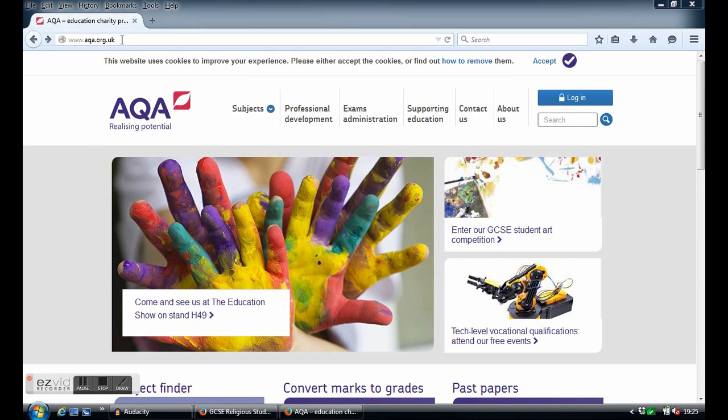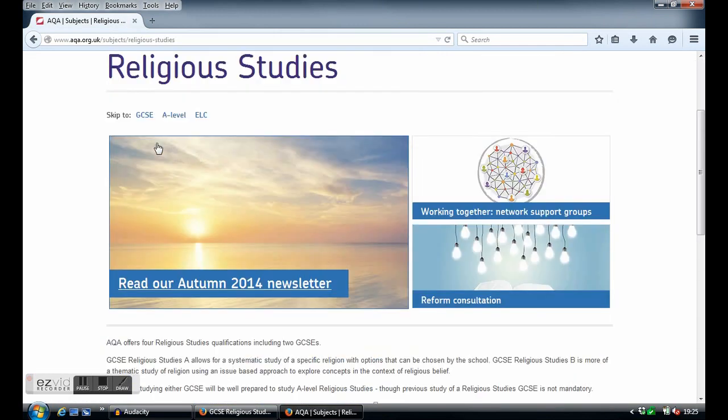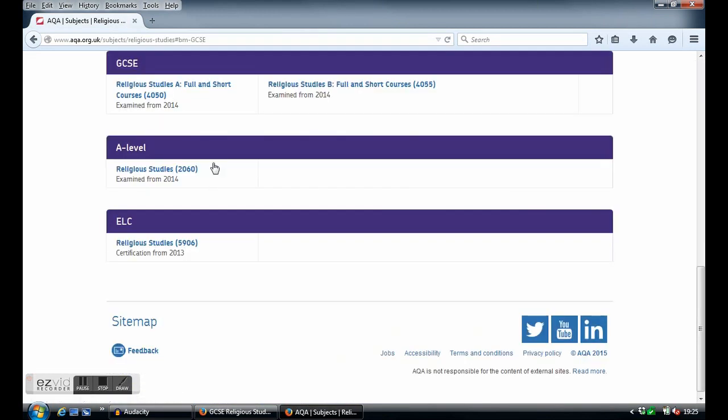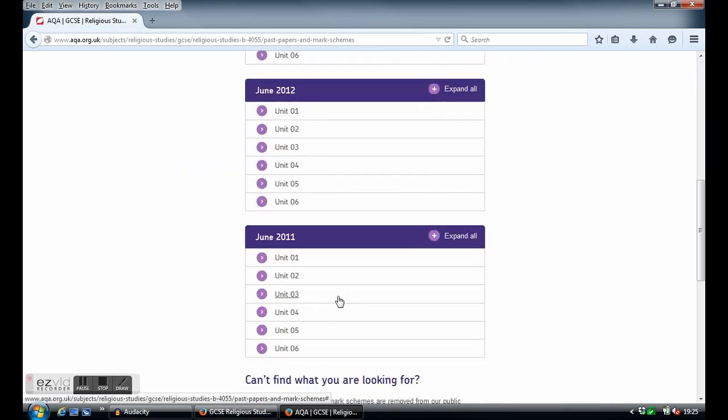Right, you know what to do. Type in aqa.org.uk into your browser address bar, and you will find the AQA website. Subjects: religious studies, GCSE. Spec B is the one that you're doing, and you want past papers and mark schemes once again. Might as well stay with June 2011.